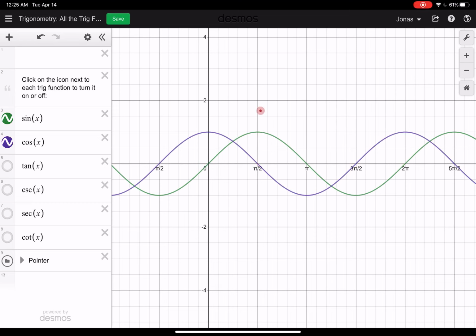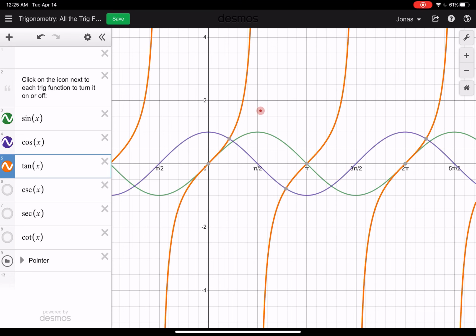Let's look at what the tangent looks like. Okay, here's the tangent function, and you'll see that at the angle 0, the tangent is indeed equal to 0, and as the angle increases towards pi over 2, the tangent gets bigger and bigger and bigger, and it has a vertical asymptote here at pi over 2.